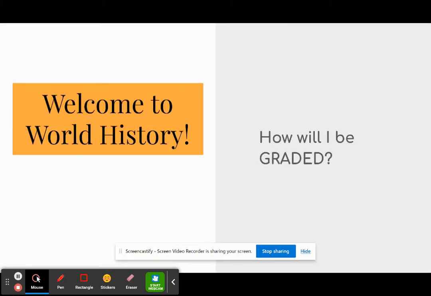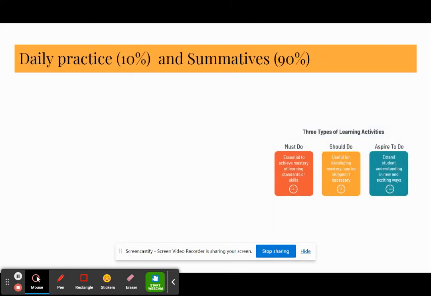Now, the important question, how will I be graded? So our grades will be weighted. They were last year, but they were weighted like 60-40. So 40 for your daily practice and 60 for your summatives. That's going to be different this year. Your daily practice is 10% of your grade. Your summatives are 90%. So what that means is mastery and understanding of your daily practice are critical to performing on your summatives.